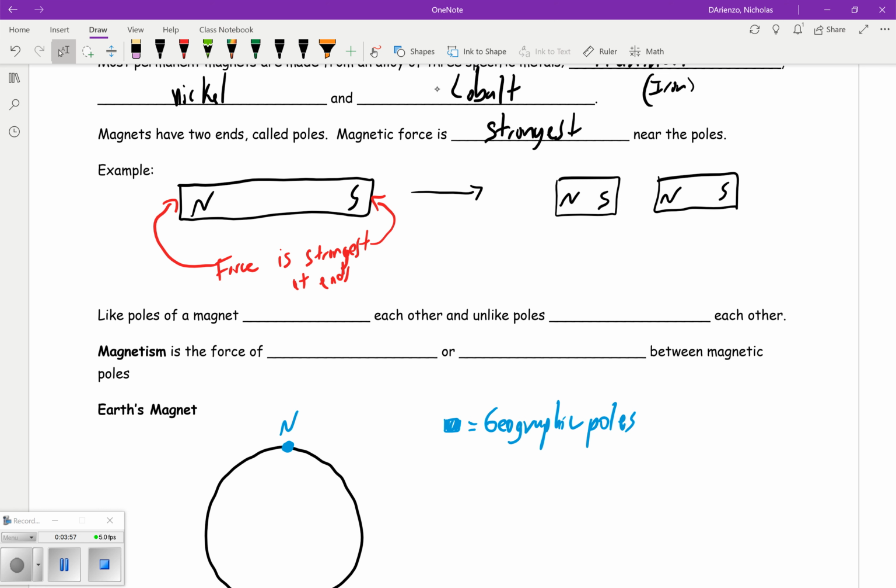Now, just like charges, like poles of a magnet repel each other. So if we bring the south pole and south pole of two magnets together, we feel that repulsion force between the two poles since they are alike. Which means unlike poles are going to attract, or opposites attract. We hear that phrase fairly often. So a north and south pole are going to attract to each other.